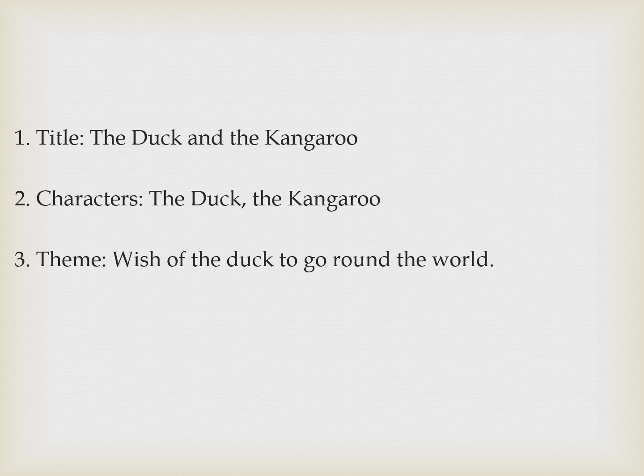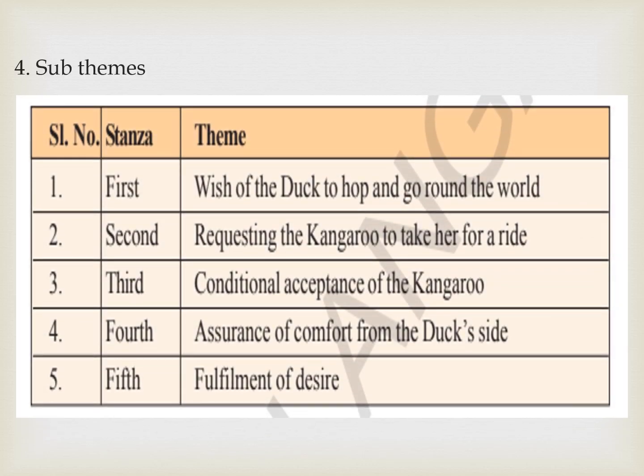Now, next one, we have to write the theme of the poem. Here, I have taken the theme of the poem: the wish of the duck to go round the world. After the theme, we have to write sub-themes, the stanza-wise themes. For the first stanza, the theme is the wish of the duck to hop and go round the world.